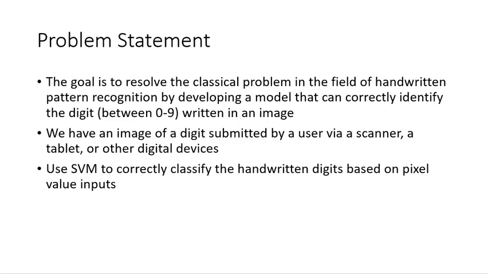The problem statement. The goal is to resolve the classical problem in the field of handwritten pattern recognition by developing a model that can correctly identify the digit written in an image. In our particular case, we'll be looking at digits between 0 and 9. We have an image of a digit submitted by a user via a scanner, a tablet, or other digital devices as our input. The pixel values of these digits are placed in various rows of the data set. Using SVM, we try to correctly classify the handwritten digits based on the pixel value inputs.